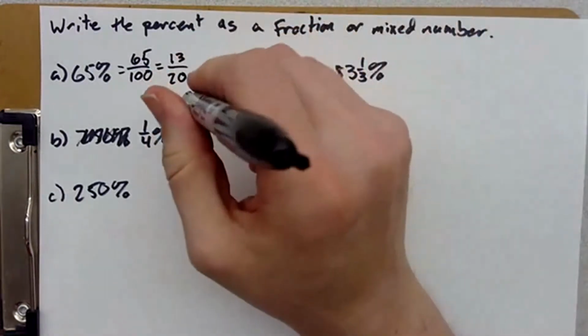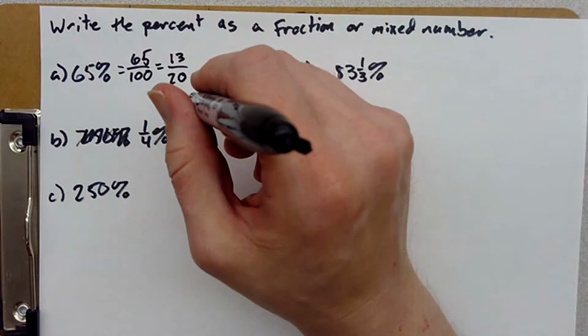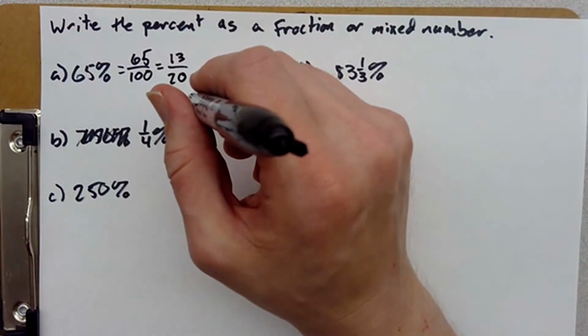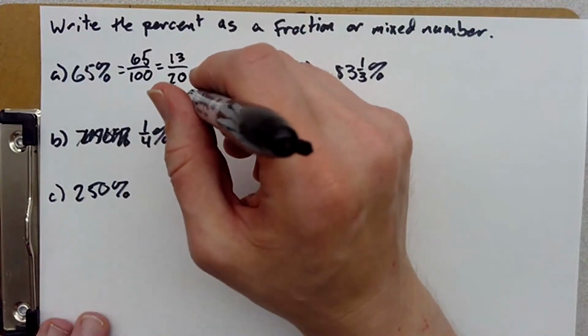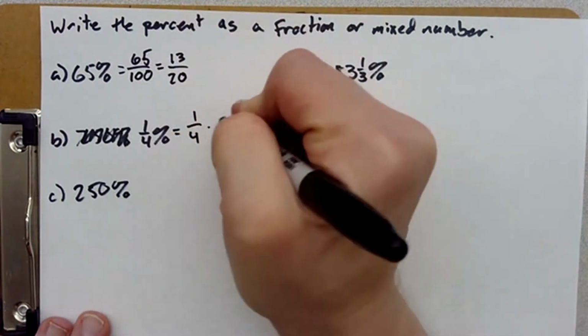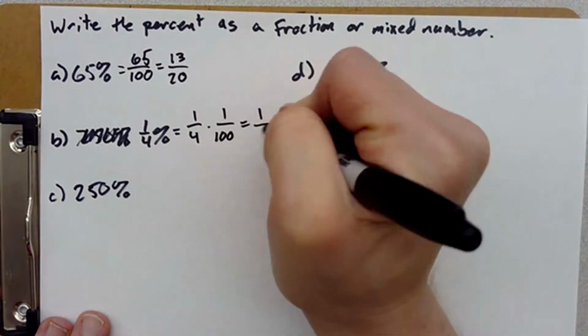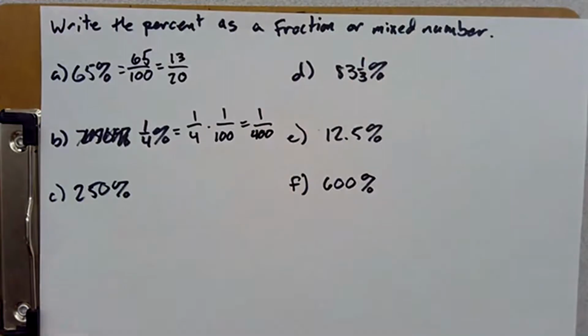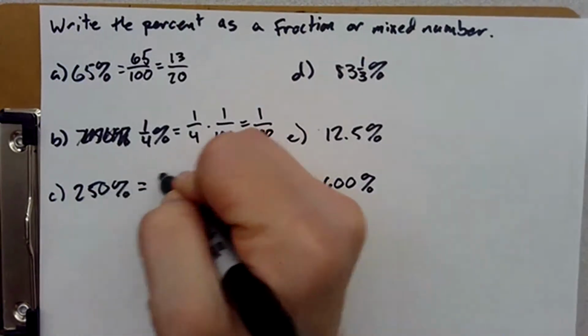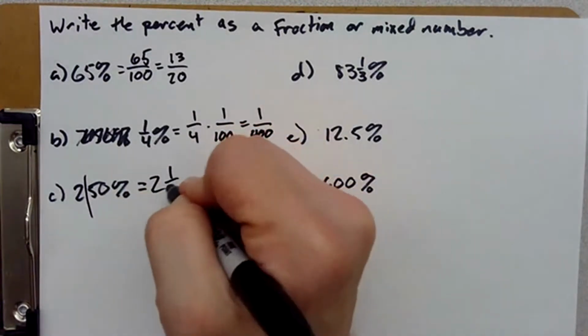1/4%. Okay, well, this is saying we're taking a 1/4 of 1/100th. So that's 1/4 times 1/100 is 1/400th. 250%, we know that 2 is just like that, and then 50% is just 1/2.